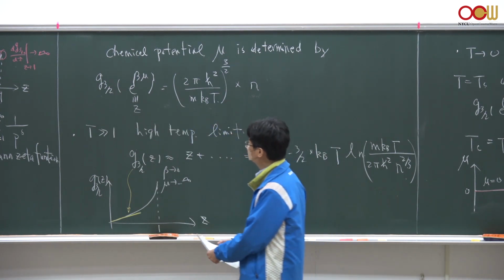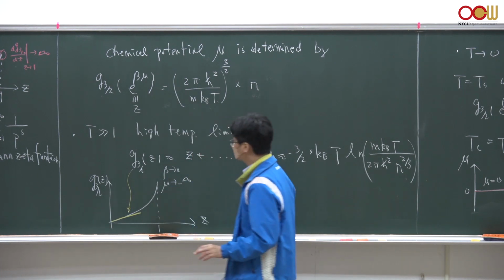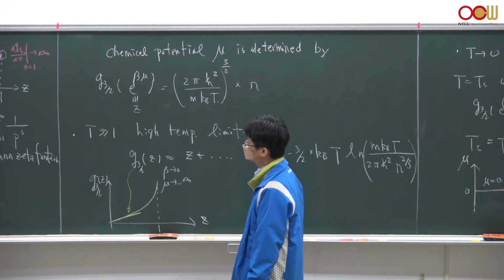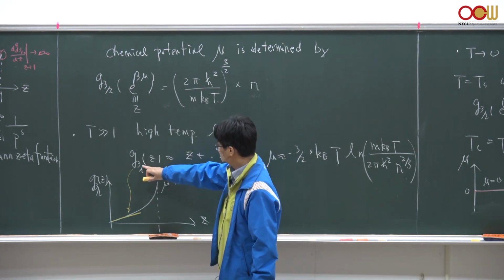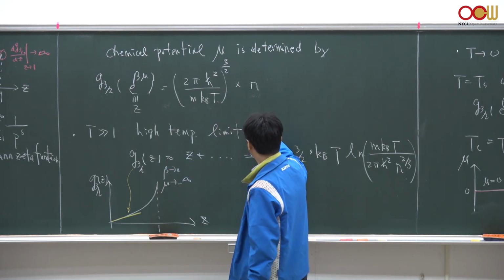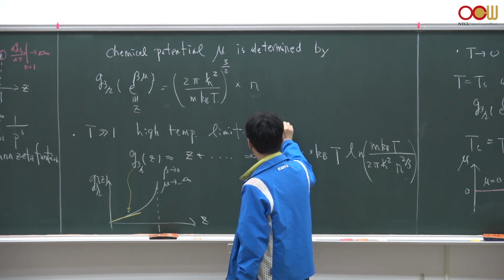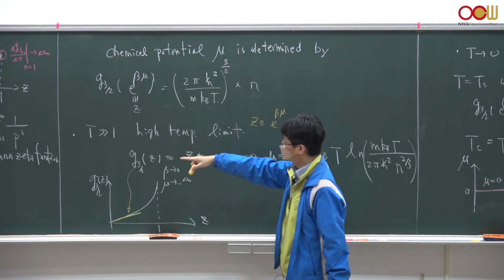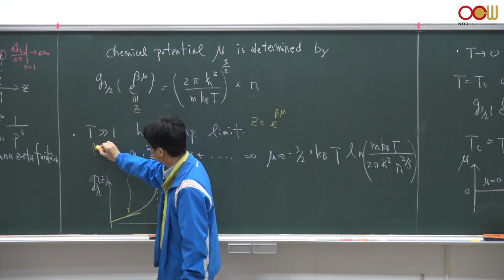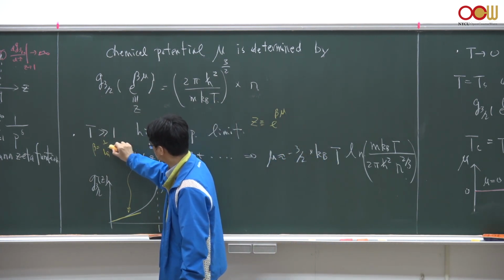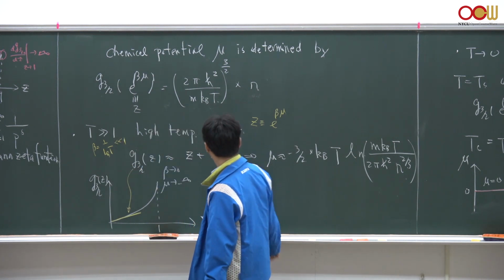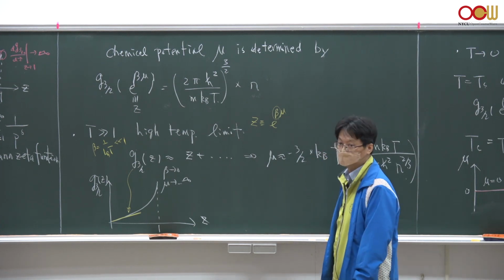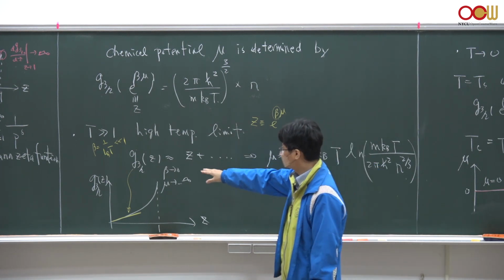First, let's look at the high temperature limit. When T is very, very large, we can plug in this G3 halves function of z. Remember, z is e to the beta mu, right? So when T is very large, beta, which is 1 over k_B T, is very, very small.